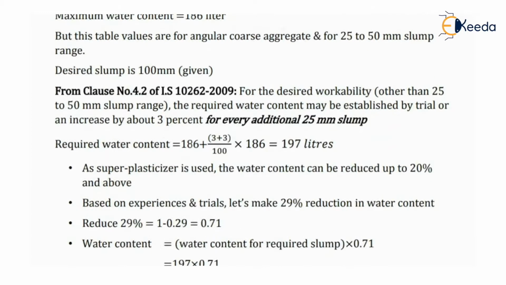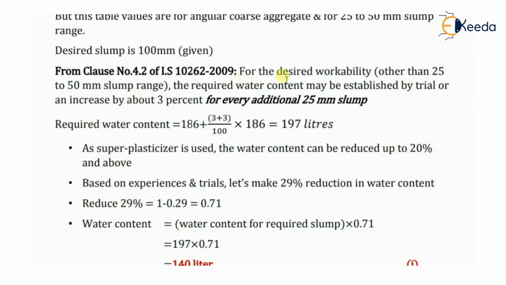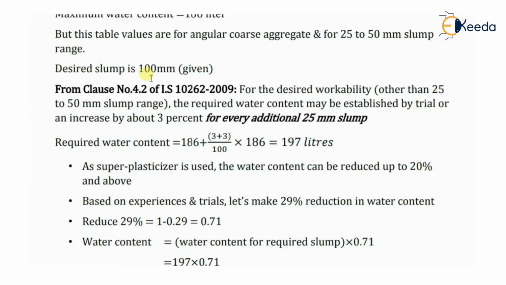See what it says, for every additional 25 mm we have to increase the water content by 3%. In our case, the given slump value is 100 mm. For every 25 mm we have to increase by 3%, and it is given for the 25 to 50 mm range, but our slump value given in the problem statement is 100 mm, which is 50 more than the standard value. So we have to increase it by 6%, 3% plus 3%. So our required water content will be increased by 6%.